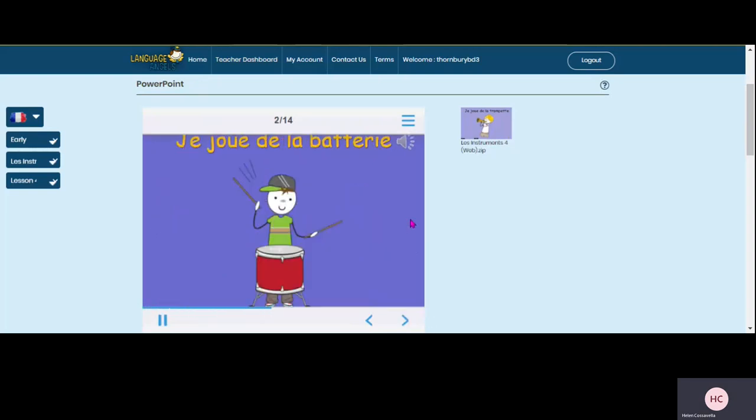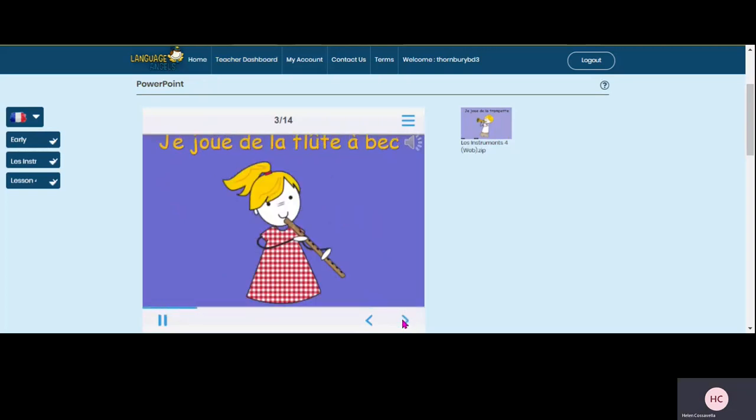The first one we have is je joue de la batterie. Je joue de la batterie. Next one. This one is je joue de la flûte à bec. Je joue de la flûte à bec. It means je joue, I play, de la flûte à bec, the recorder.